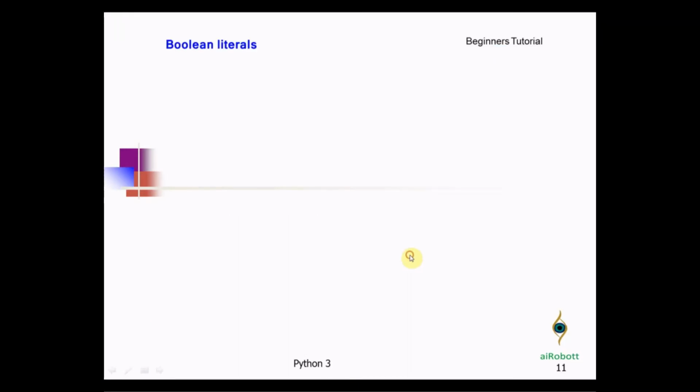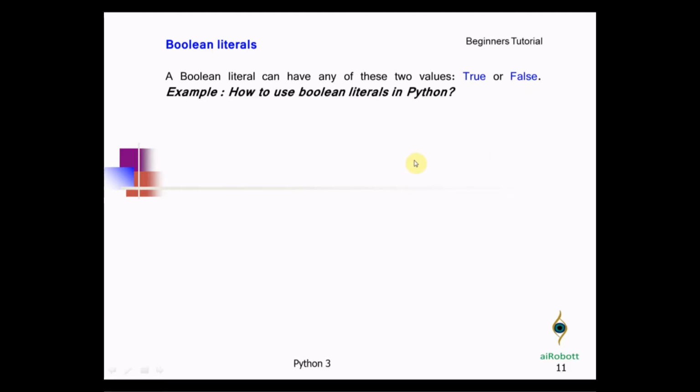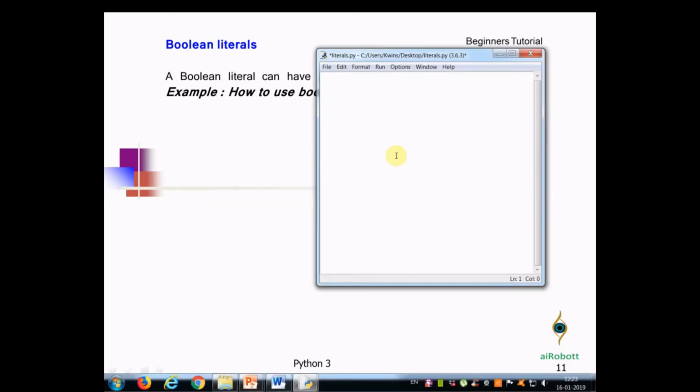Now we will see Boolean literals. In Boolean literals, there are only two values: one is True, with a capital T, and the other is False, with a capital F. We will see the Boolean literals with an example.